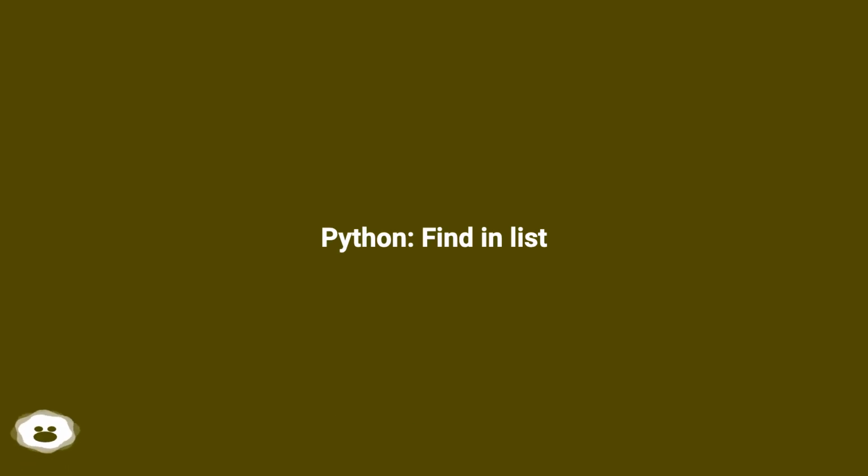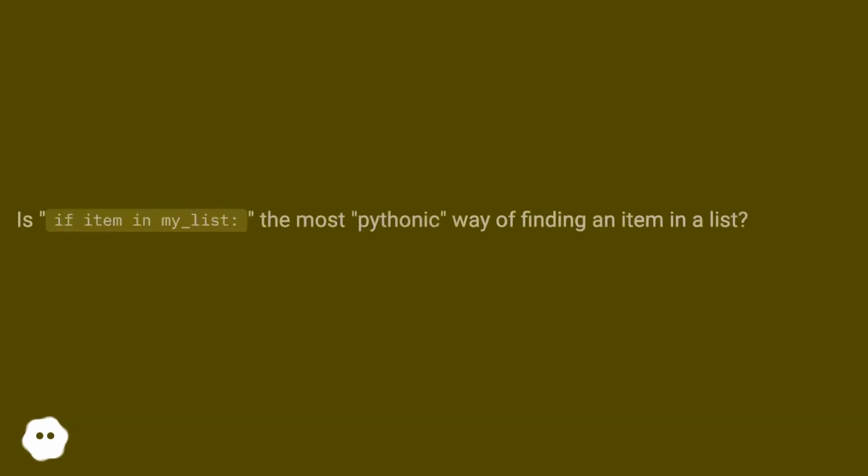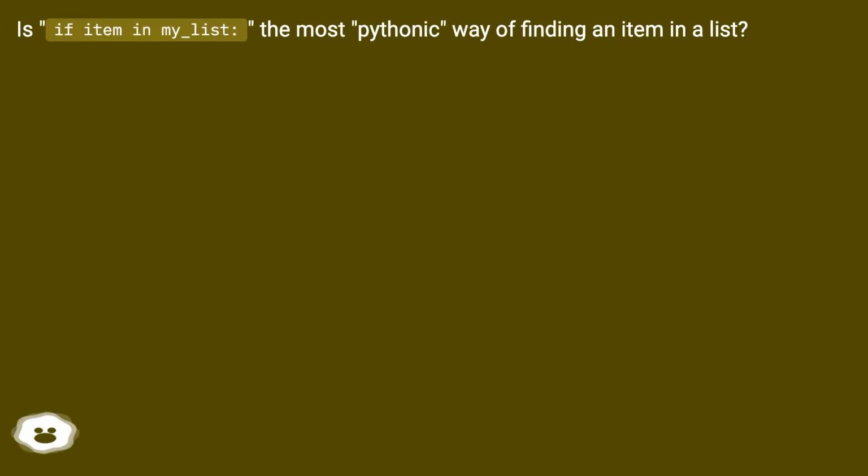Python, find in list. I use the following to check if item is in my_list, but sometimes it doesn't find the item. Why is this? Is "if item in my_list:" the most Pythonic way of finding an item in a list?